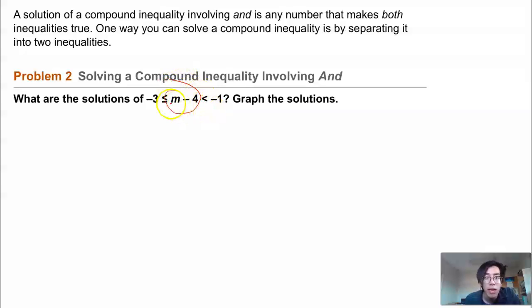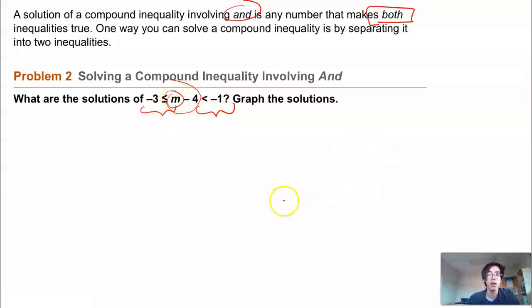Okay, so a solution of a compound inequality involving AND is any number that makes both inequalities true. So whatever this value m is right here, I know for sure negative 3 is going to be less than or equal to this value with the variable. And it also has to be less than negative 1. So it's going to be true for both of these inequalities meshed together.